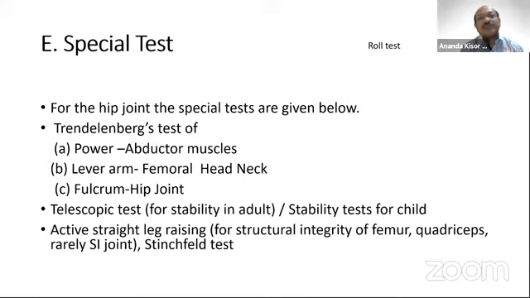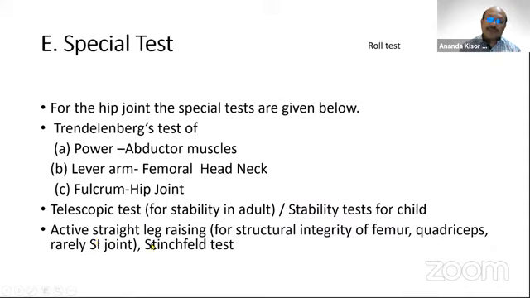But after that, the basic special test for the hip joint is the Trendelenburg test, which is the test of the power of the abductor muscles, L4, L5, S1 neurogenic segments. The lever arm is basically the femoral head and neck, and the fulcrum is the hip joint. And the telescopic test for adults, and for the child, it is the Barlow's test and the Ortolani's test, especially the stability test. And there is active straight leg raising.